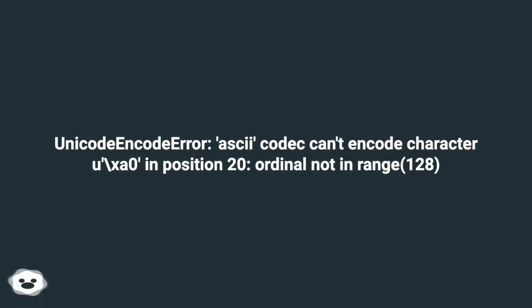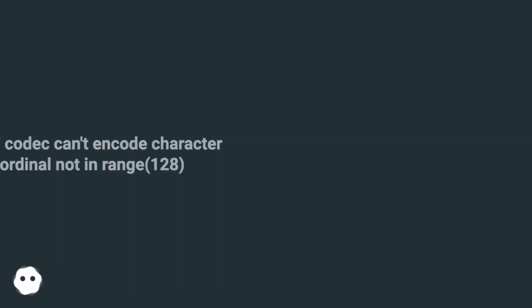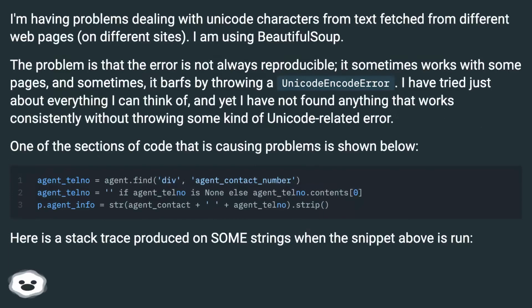UnicodeEncodeError: 'ascii' codec can't encode character u'\xa0' in position 20: ordinal not in range(128). I'm having problems dealing with Unicode characters from text fetched from different web pages, on different sites. I am using BeautifulSoup. The problem is that the error is not always reproducible. It sometimes works with some pages, and sometimes it barks by throwing a UnicodeEncodeError.